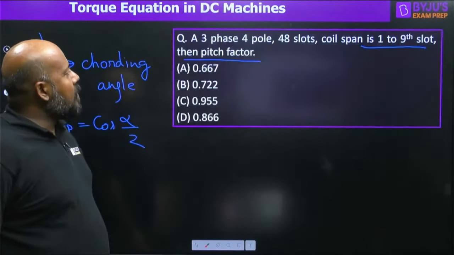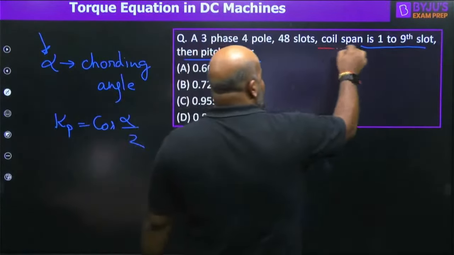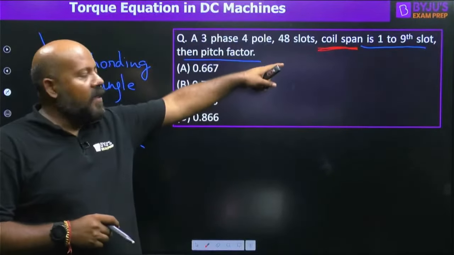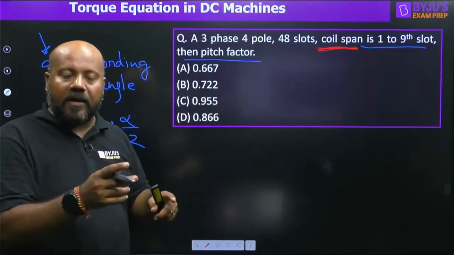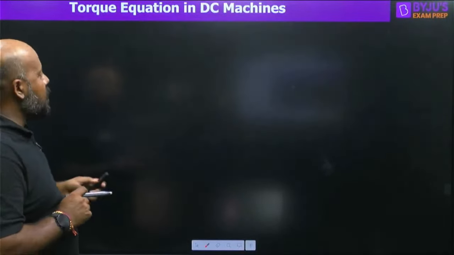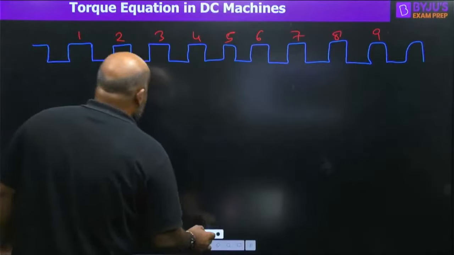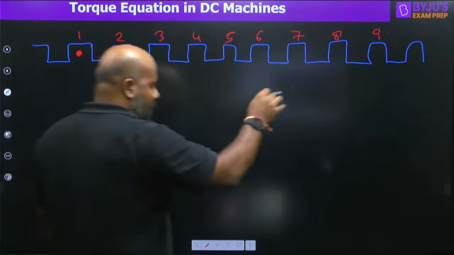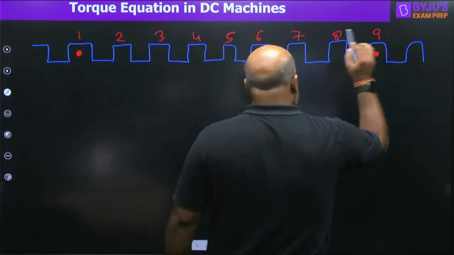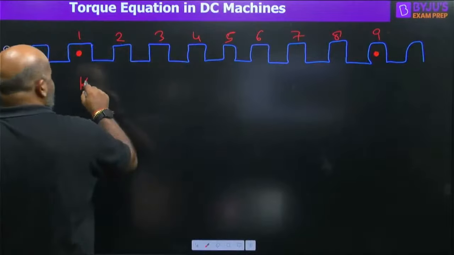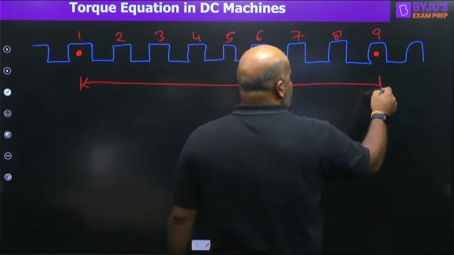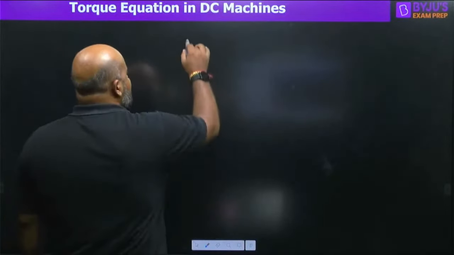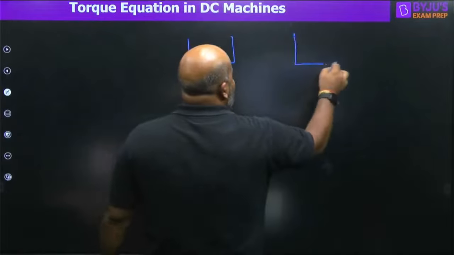When he is saying there are 9 slots for the coil span, coil span means one coil side is in the first slot and the other coil side is in the 9th slot. So the situation is something like this. One coil side is here and the other coil side is here. So what is going to be coil span? Can you tell me what is going to be coil span? How do we define coil span?